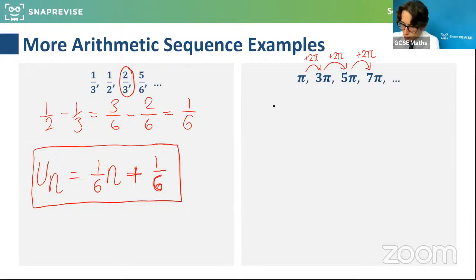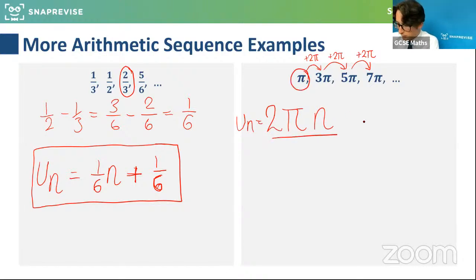So this is like the 2 pi times tables. 2 pi n, so u of n is 2 pi n. But instead of starting on 2 pi, it's starting on 1 pi. So we're minusing 1 pi off. You could put 1 pi, but you don't need to write 1. So that's the rule. So if you want this one here, the fourth term, 2 pi times 4, 8 pi minus 1 pi is 7 pi.